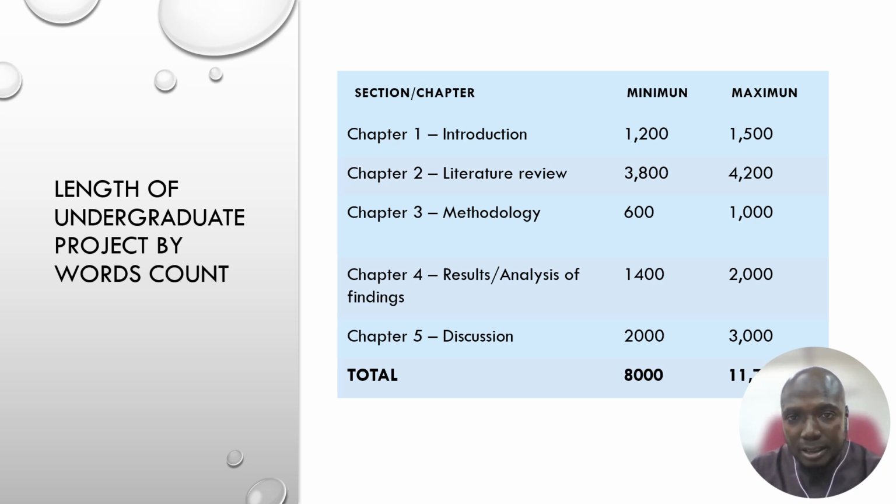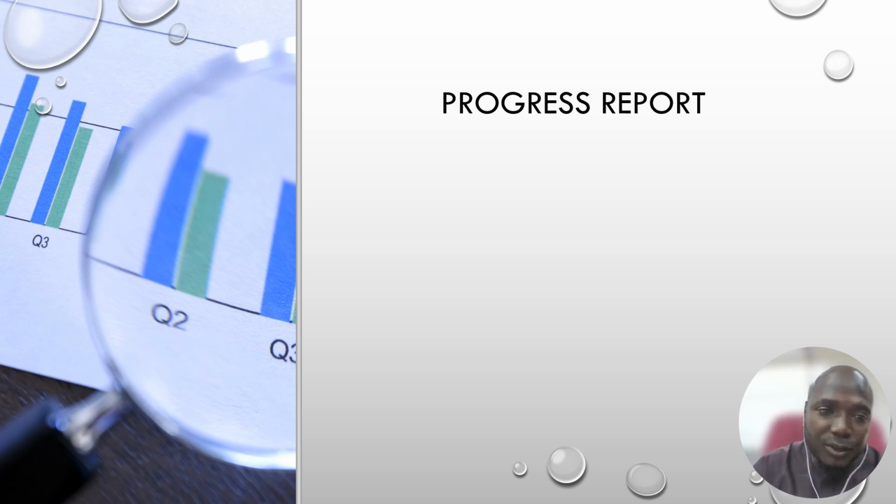Now, at this stage, let's look at what we call the progress report. I want you to be mentioning your progress report. How far have you gone with your research? If you are in chapter 1, you write that you are in chapter 1. If you have been accepted for chapter 1 and are progressing to chapter 2, you tell me.